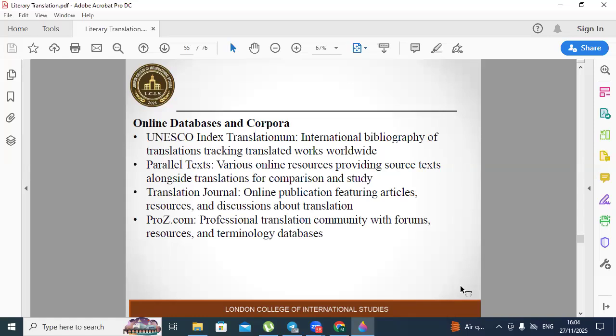Now let's move to talk about that these online resources democratize access to professional knowledge. You do not need to be affiliated with a major university or live in a translation hub to access expensive resources and connect with professional translators worldwide. Use these tools actively throughout your translation education and career.